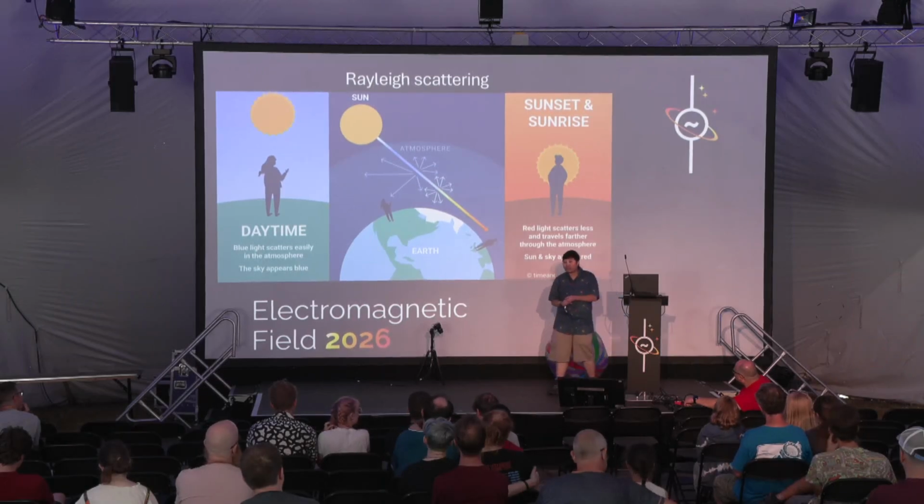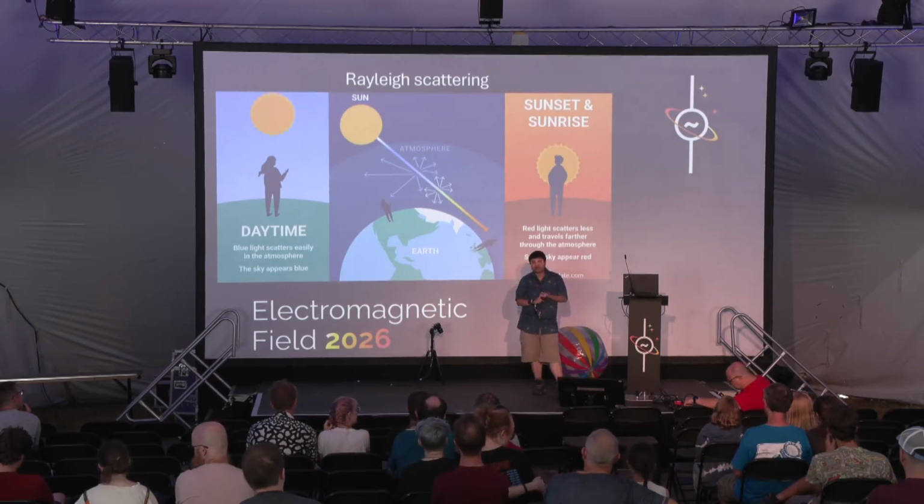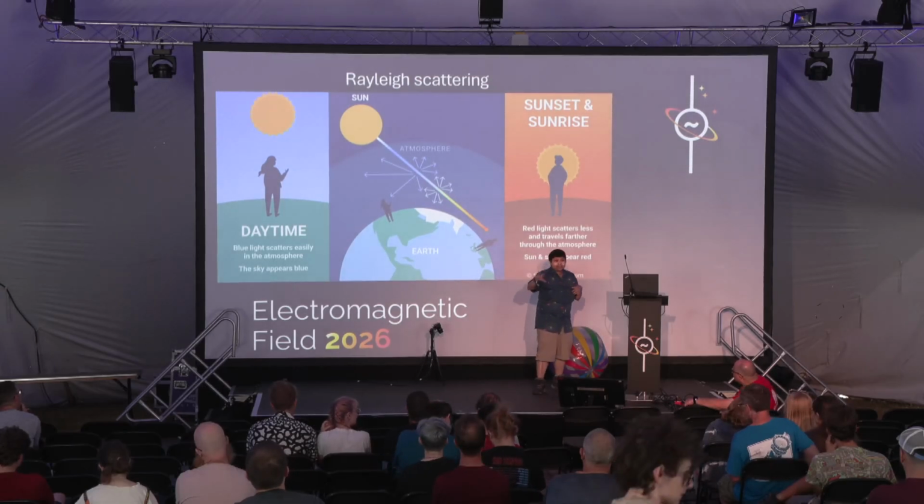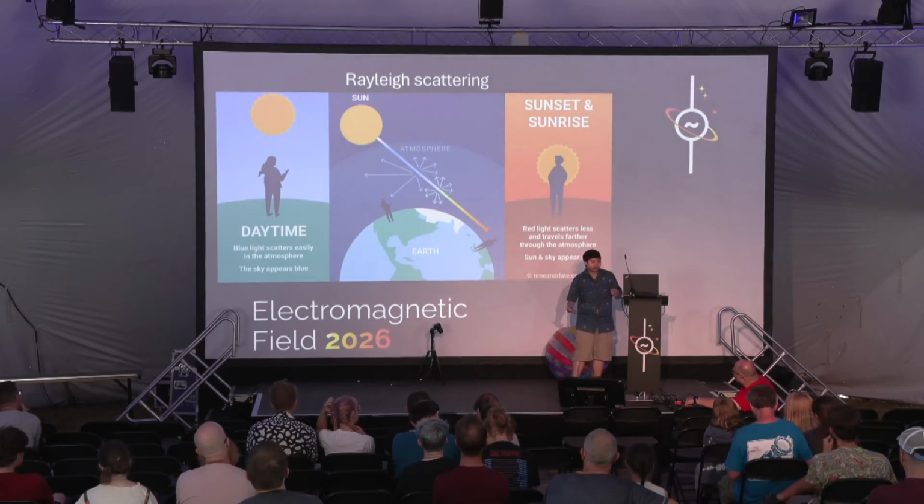A really good website to check if you can see an eclipse, whether they're solar or lunar, is timeanddate.com. You can pick which city you're in, and it tells you when you can see the eclipse and what it will look like from your location as well.